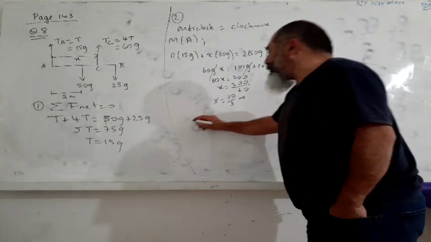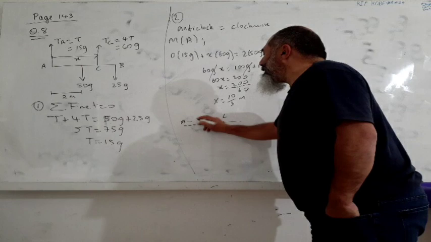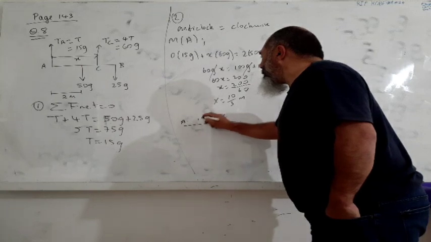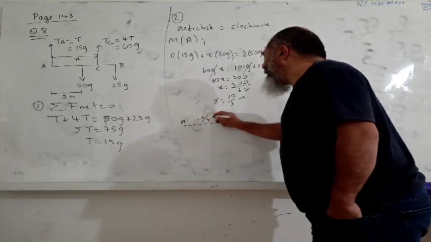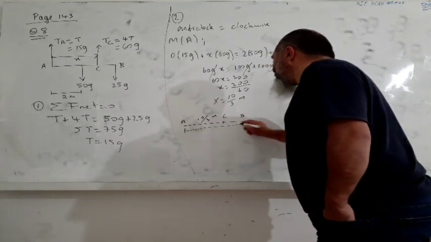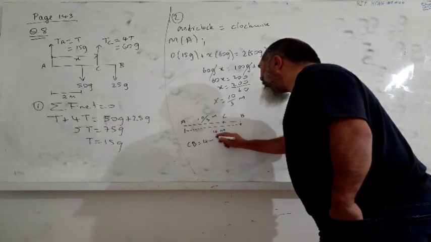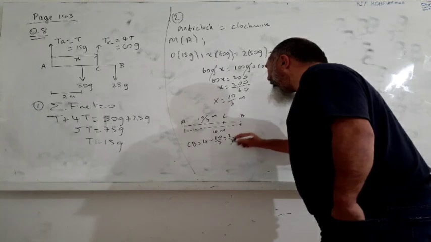What is the distance from C to B? So, the total distance is 4 meters. So, from C to B, it is going to be 4 minus 10 over 3, which is 2 over 3 meters. Any questions? Let's have the answers as pictures.